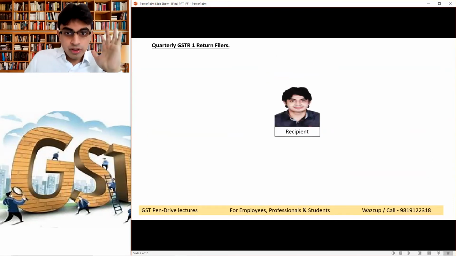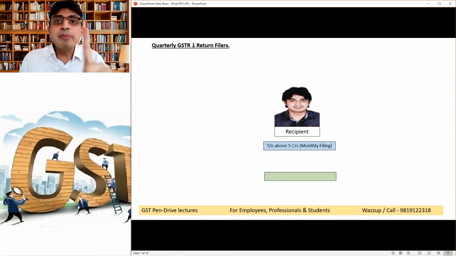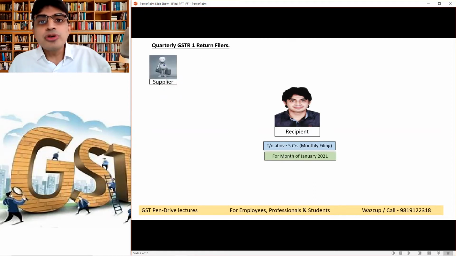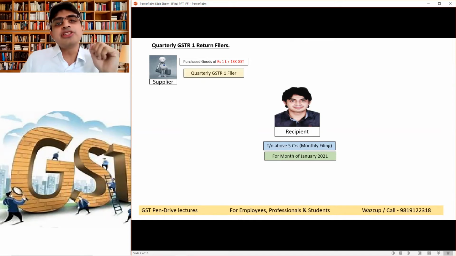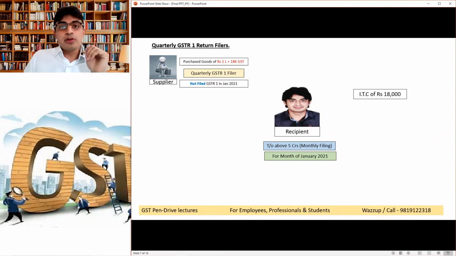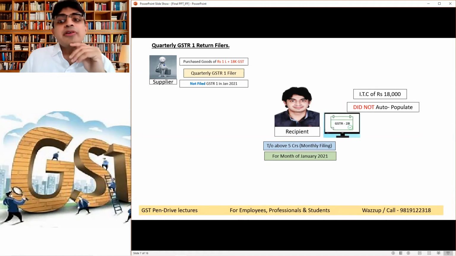Now what is the issue here? The issue is, suppose I am a recipient. My turnover is say above 5 crore. So I am a monthly return filer. Agreed. For the month of Jan 21, I purchased goods from this supplier for rupees 1 lakh plus 18,000 GST. But what happened? This supplier is a quarterly GSTR1 filer. His turnover could be below 1.5 crore. So he did not file GSTR1 for Jan. He will file it in April after completion of the quarter. So this ITC of rupees 18,000 never got auto-populated in my GSTR2B for Jan 21.